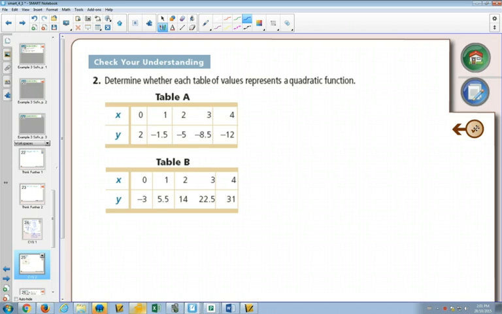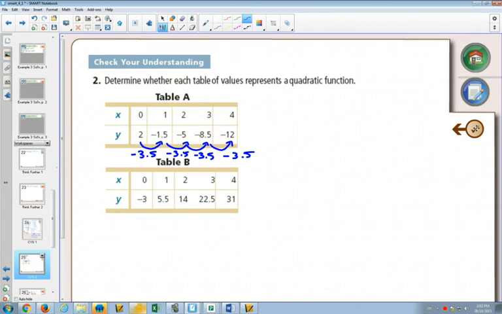All right. So what we're going to look at here is how much are these things changing? When you go from 2 to negative 1.5, what happens? You're going down 3.5. When you go from negative 1.5 to negative 5, you go down 3.5. When you go from negative 5 to negative 8.5, you're going down 3.5. And finally, going down 3.5 again.